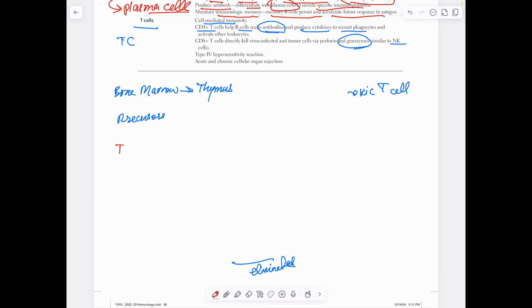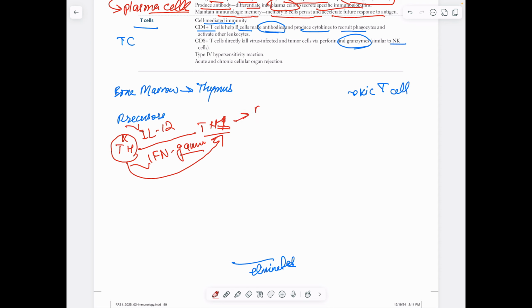For example, this is a T helper cell. If it has to make itself a T helper cell 1, it is going to be stimulated by interleukin 12 and interferon gamma. If you want T helper cell 1 from T helper cells, the T helper cell should be stimulated by interleukin 12 or interferon gamma. After that, they will stimulate macrophages, and those macrophages are going to cause granuloma formation and phagocytosis.